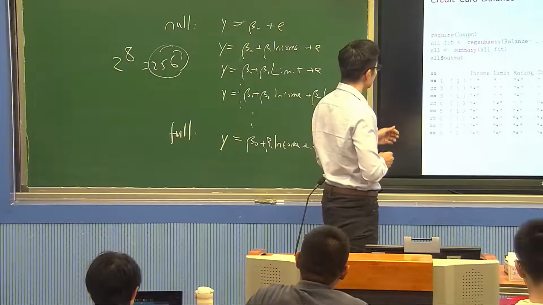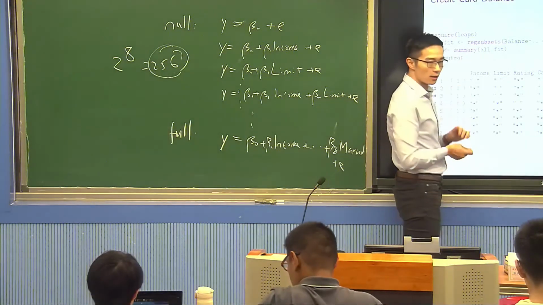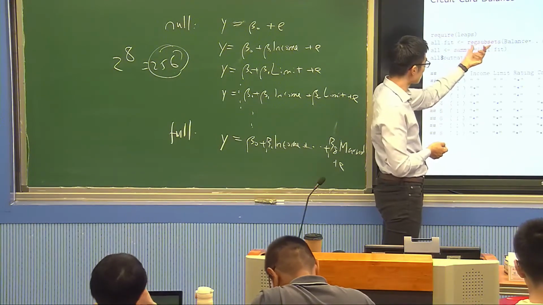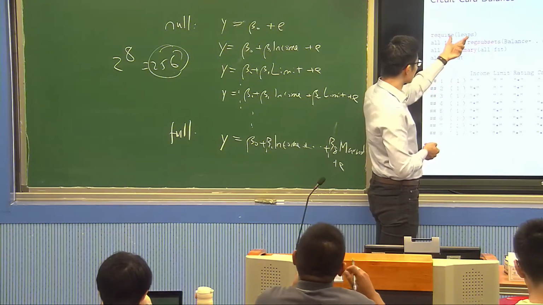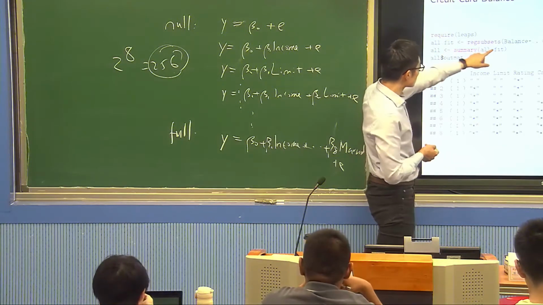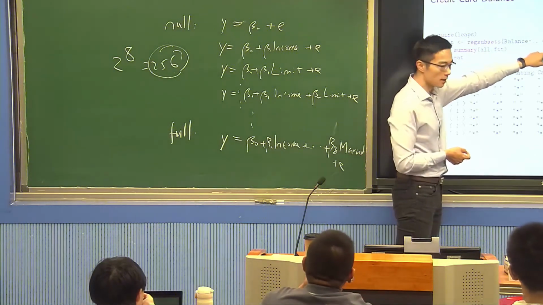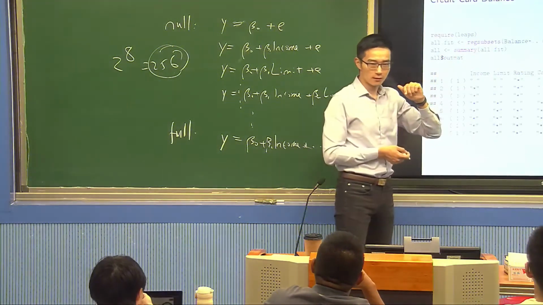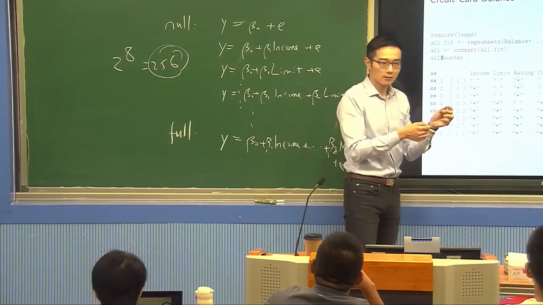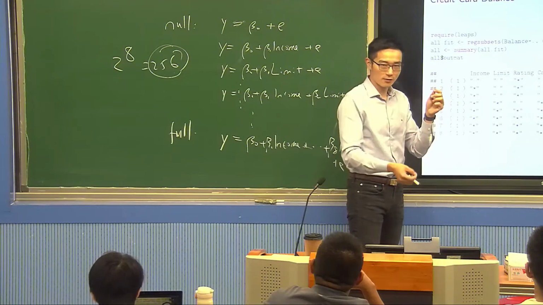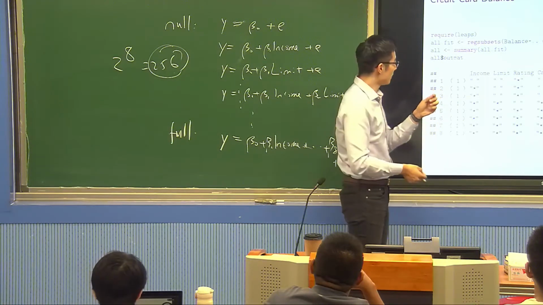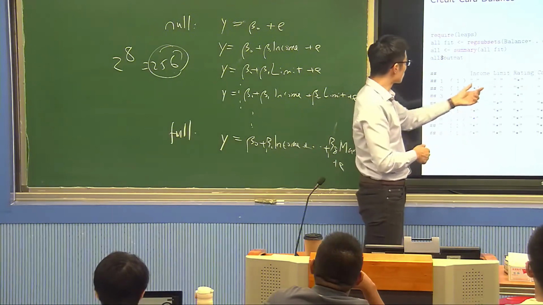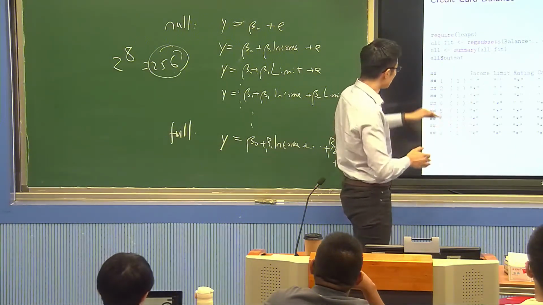In R, there's a very handy command, regression subsets. This is called subset regression from the package leaps. So what we're doing is regressing balance on all the other variables, and what this command does is that it will automatically fit all the possible different combinations for you, right? And then tell you what is the best model according to your criteria, at each different combination.